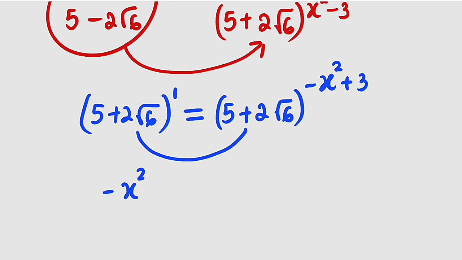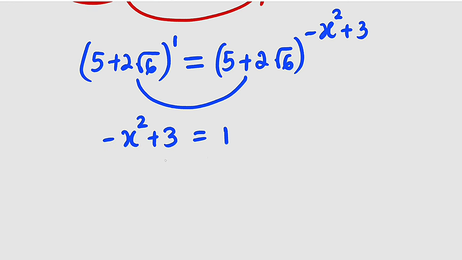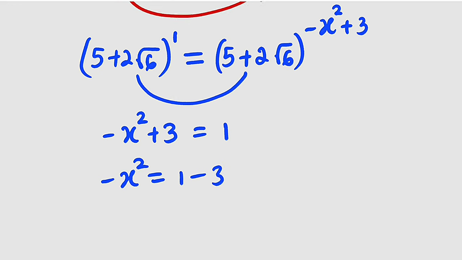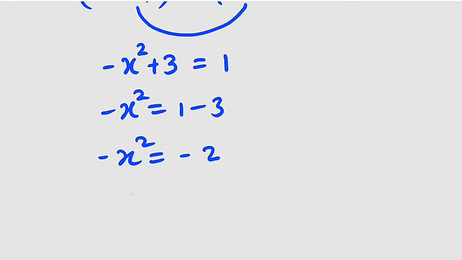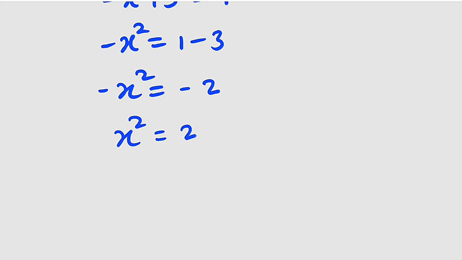So negative x squared plus 3 is now equal to 1. Take 3 to the other side. We have negative x squared is equal to 1 minus 3. Negative x squared is equal to negative 2. Multiply both sides by negative, and we have x squared is equal to 2. Take the square root of both sides, and you have x equal to plus or minus the square root of 2.